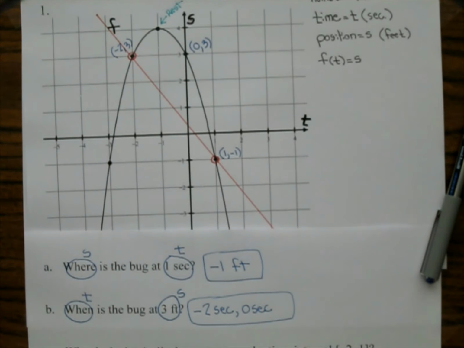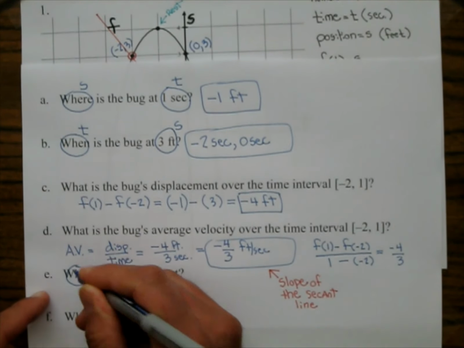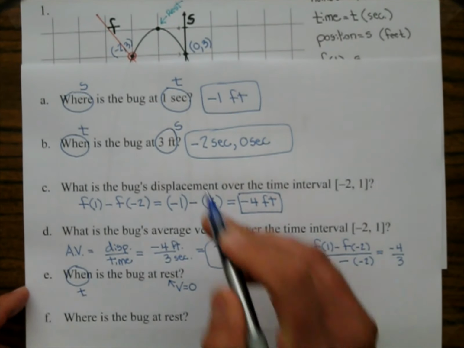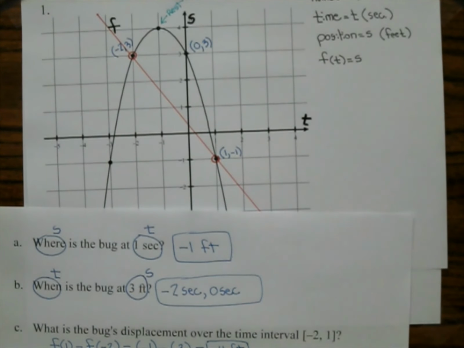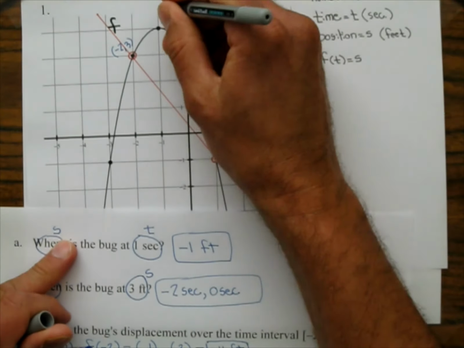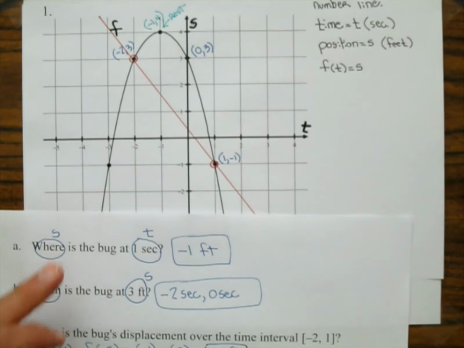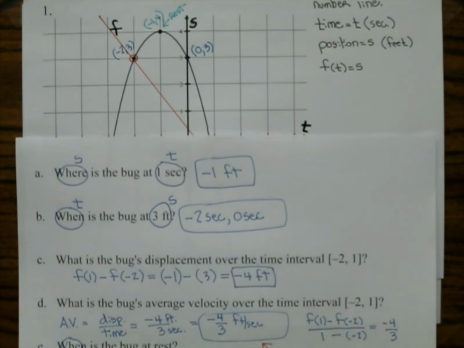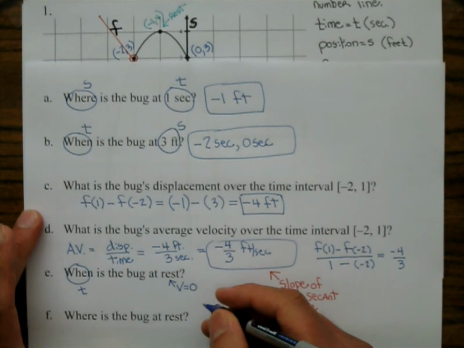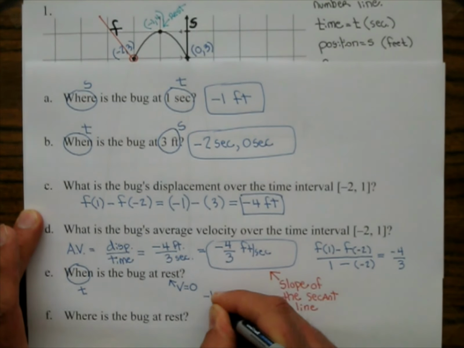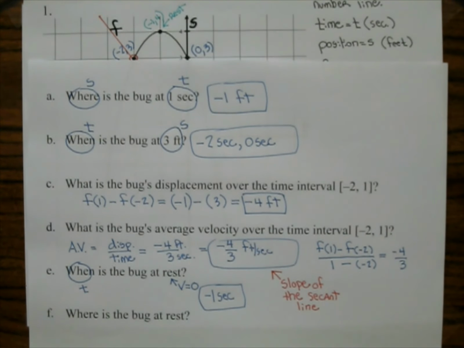And they're asking, when is the bug at rest? So when, they're looking for a time. Let's find the coordinates of this point here. The coordinates of this point happen to be -1, 4, the first coordinate being the time. So when is the bug at rest? The bug is at rest at time -1 second. Which sounds funny. You could say the bug was at rest 1 second ago.